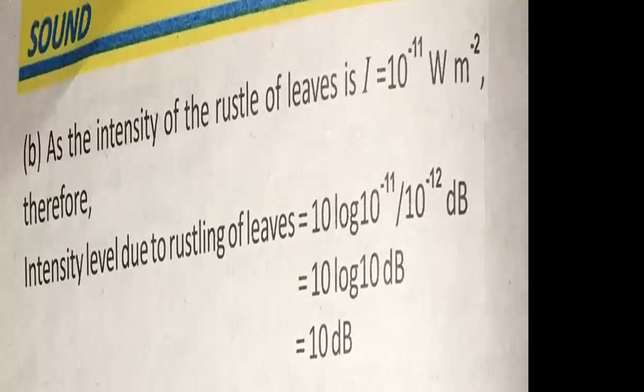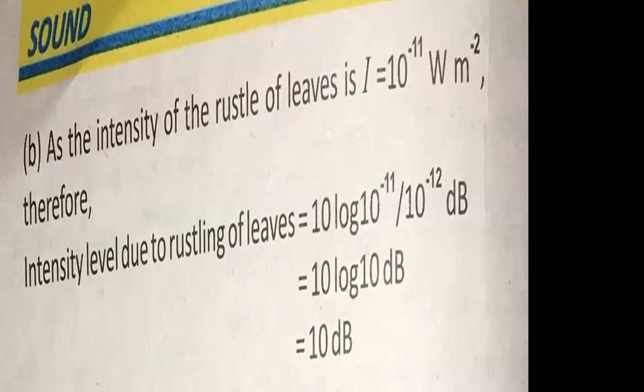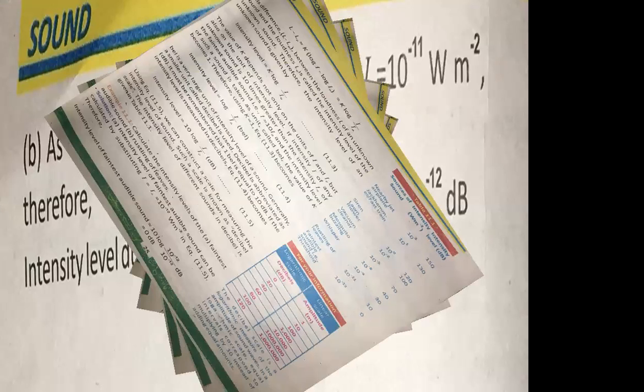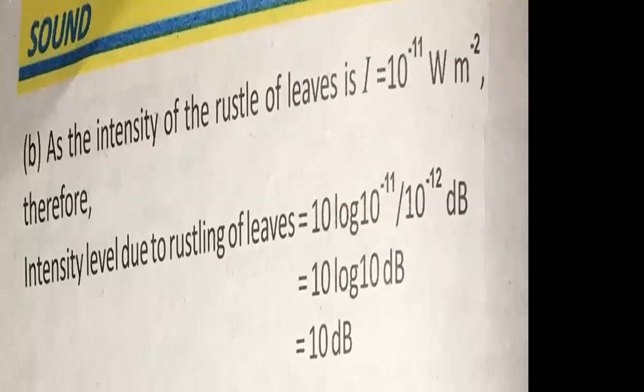Now I move towards the other part of this numerical example 11.1. We need to do the second part, B, of numerical example 11.1, rustling of leaves. The intensity of rustling of leaf is 10 to the power minus 11 watt per square meter. We need to convert this into decibel. How will I convert this into decibel? At the intensity level of rustling of leaf, I is equal to 10 to the power minus 11 watt per square meter.